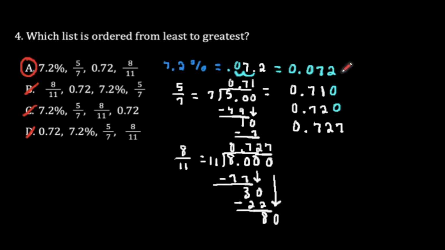Okay, and just to reiterate, let's look at it again. We have 0 here, the rest are 7s. So we know this is the smaller one. And then we have 7. Then we're comparing 710, 720, 727. And so this is the correct answer. All right, so let's move on to the next problem.